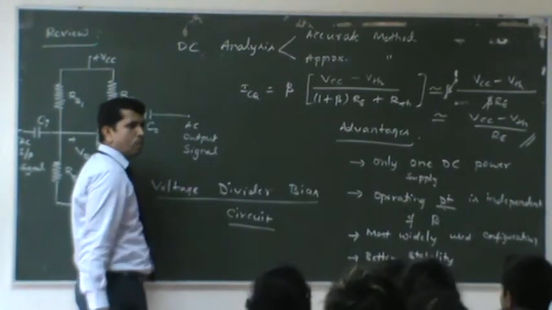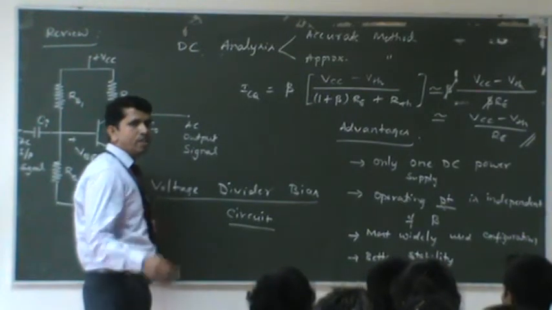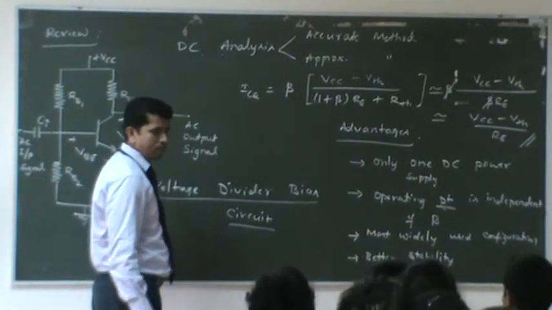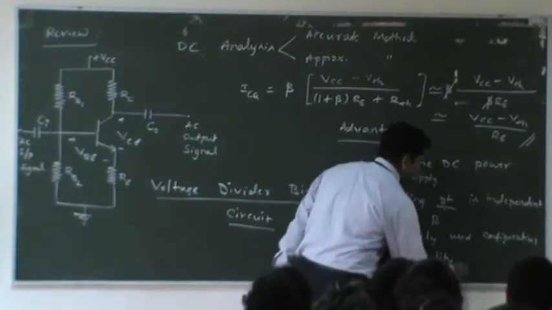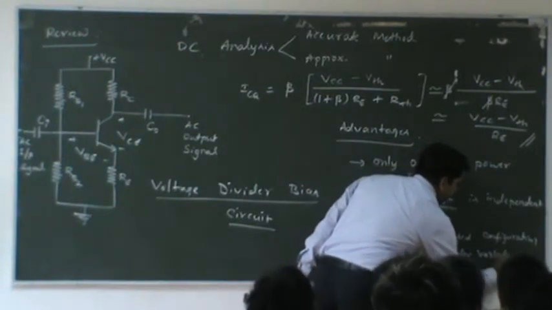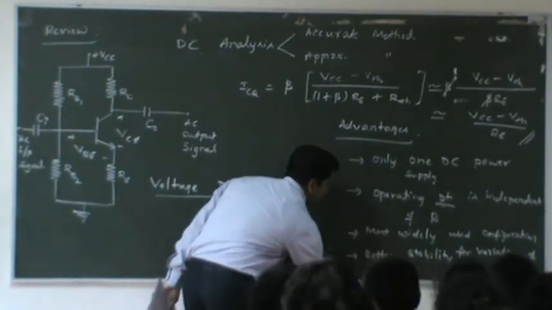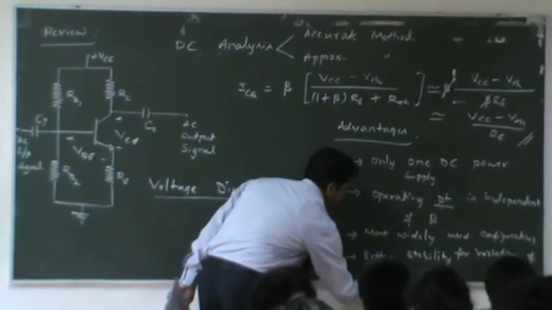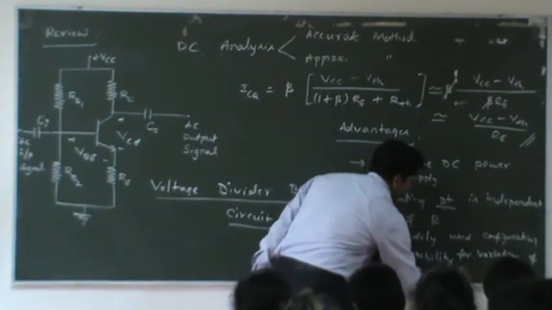Look, the emitter bias circuit has got some stability problem. Temperature changes, transistor gain changes, and the operating point used to change. But in this circuit, this provides better stability for variation of what? Variation of temperature as well as transistor gain, which is beta.